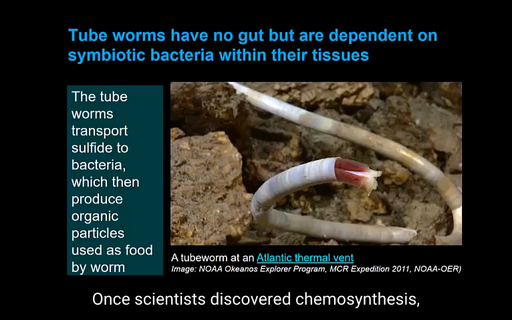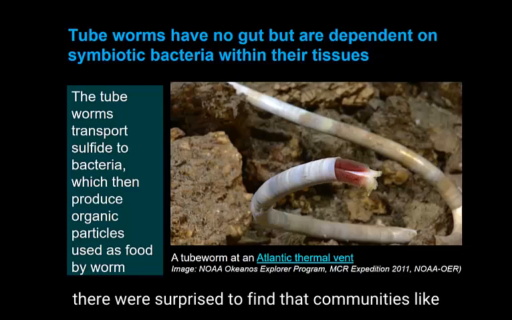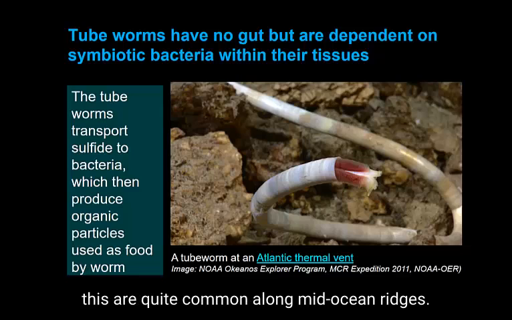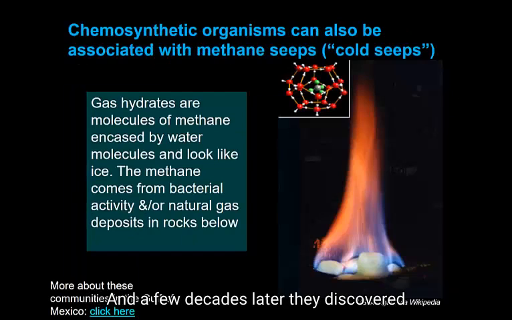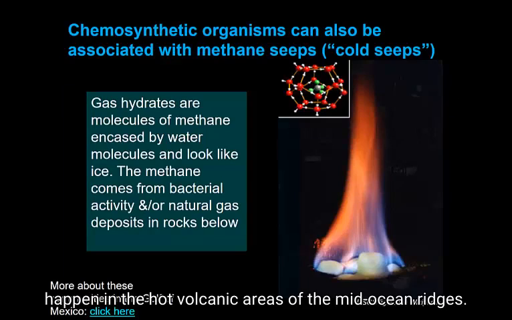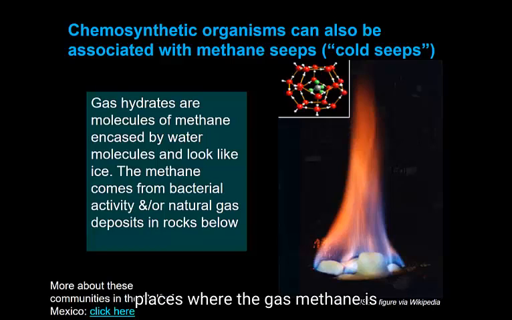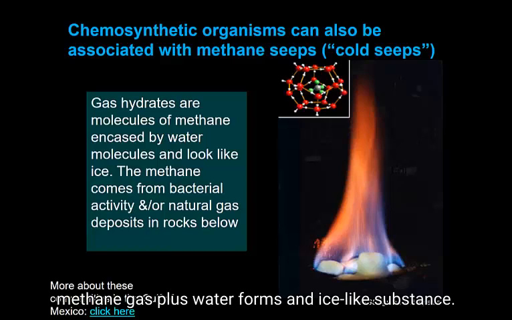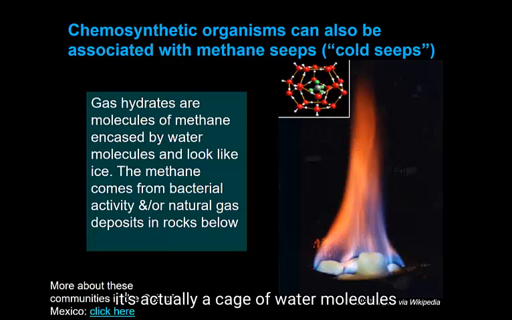Once scientists discovered chemosynthesis, they were surprised to find that communities like this are quite common along midocean ridges. But a few decades later, they discovered that chemosynthesis does not just happen in the hot volcanic areas of the midocean ridges. This type of community can also be found in places where the gas methane is accumulating on the seafloor. In the cold, deep parts of the ocean, methane gas plus water forms an ice-like substance. Even though it looks like ice, it's actually a cage of water molecules surrounding a methane molecule, which is CH4.